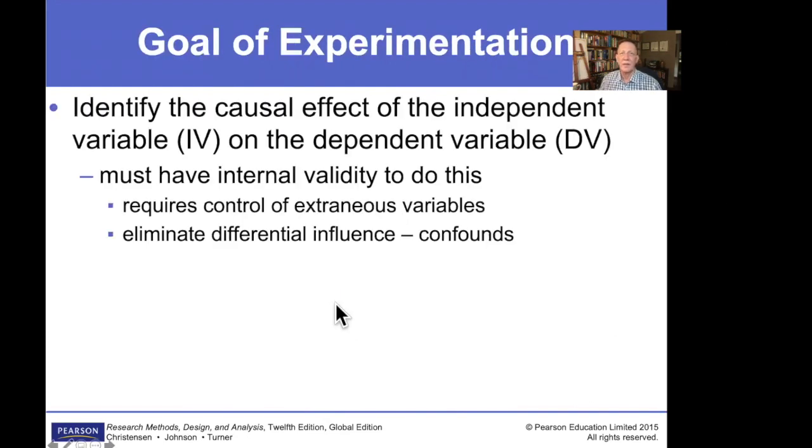Right. The goal of experimentation, as you know by now, is to identify the causal effect of the independent variable on the dependent variable. Must have internal validity to do this, requires control. This is stuff that you know, and you should eliminate differential influence like the confounds. I'm not going to explain this. This is what we've done up till now.